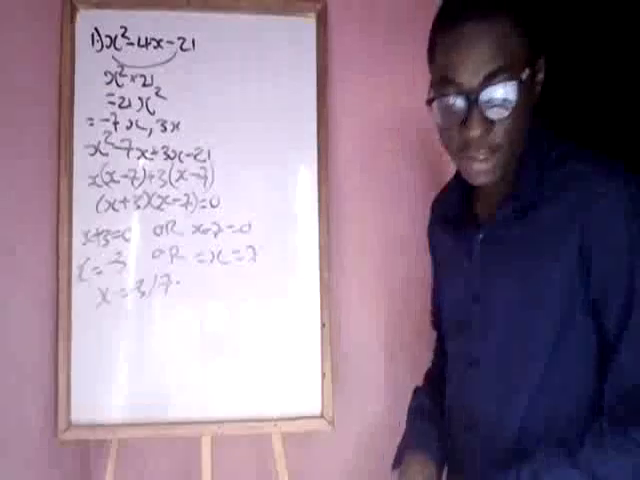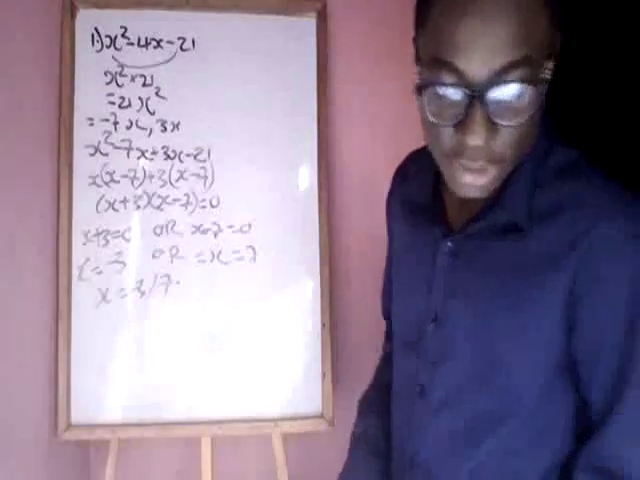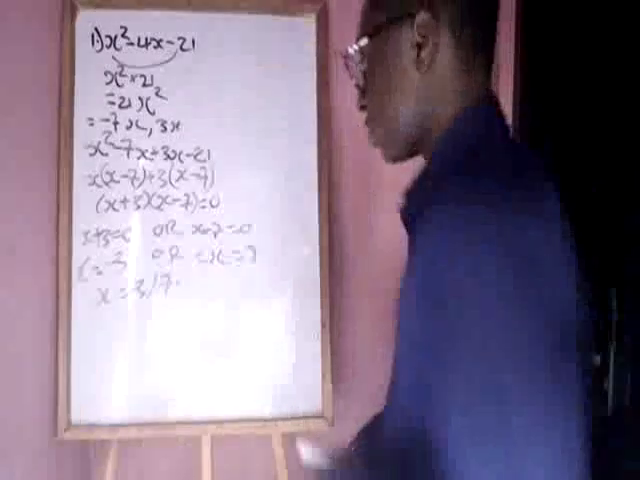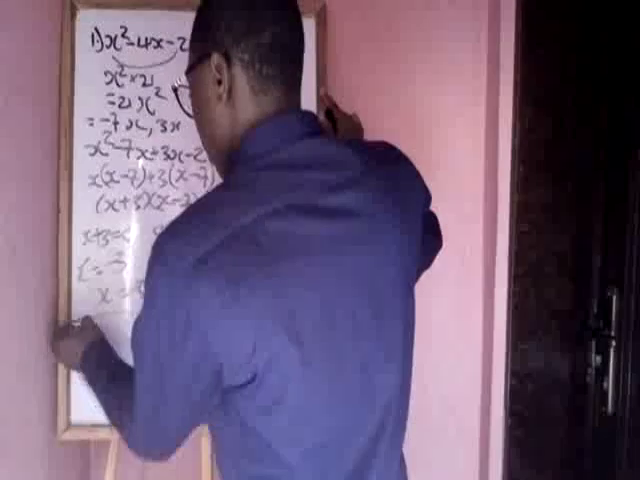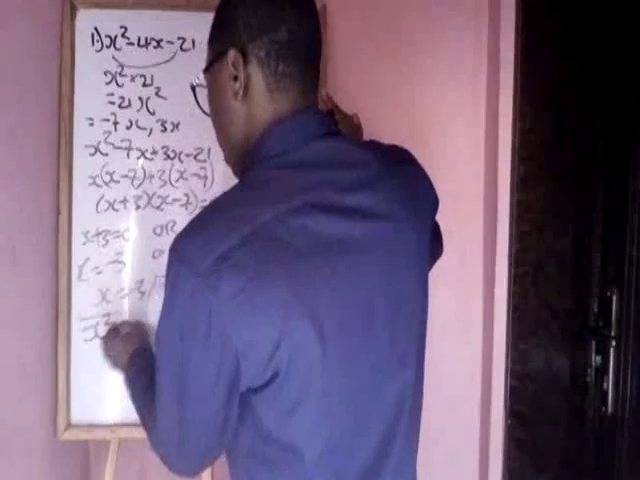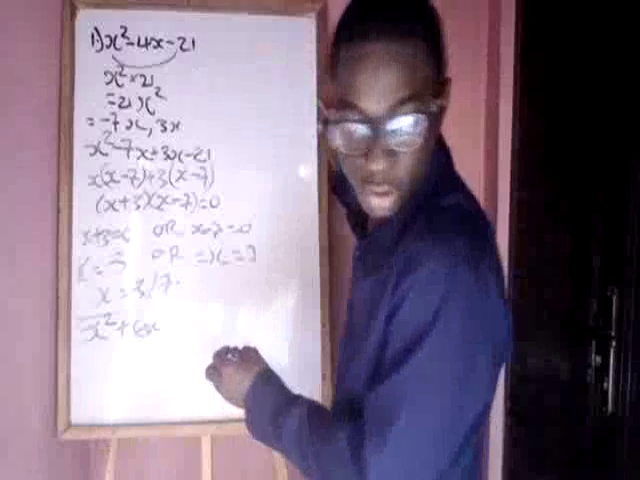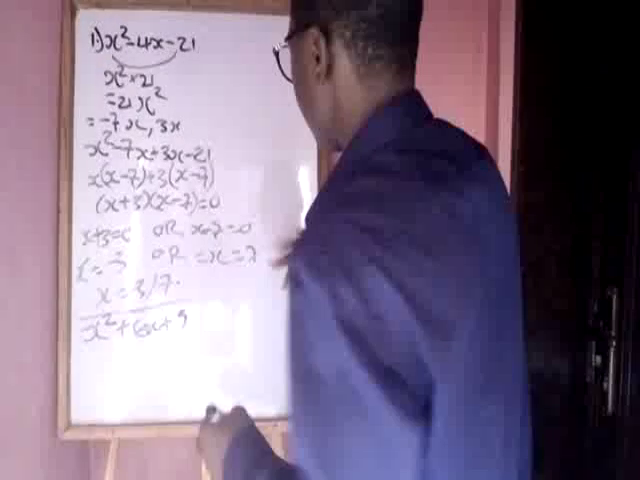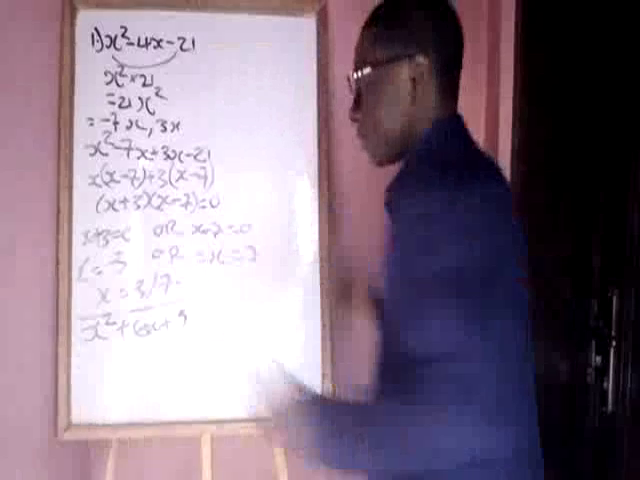So I'll do that for the second example, which is x squared plus 6x plus 5. The second example, x squared plus 6x plus 5. So basically, let's deal with this x squared plus 6x plus 5.